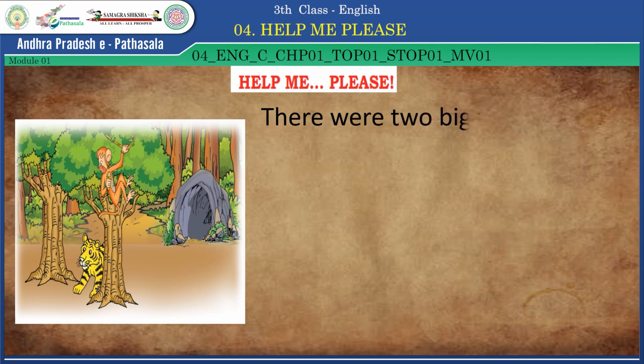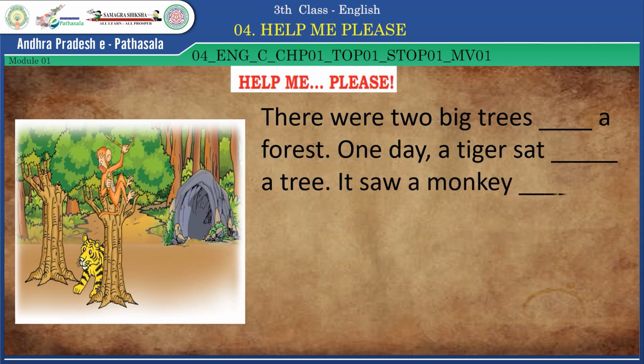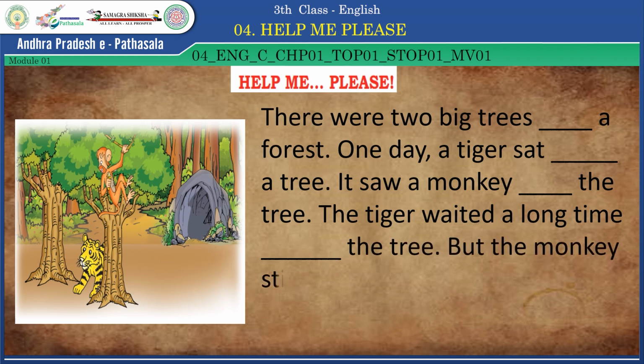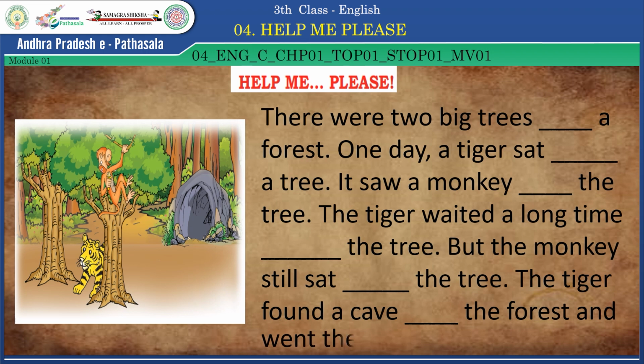There were two big trees dash a forest. One day a tiger sat dash a tree. It saw a monkey dash the tree. The tiger waited a long time dash the tree, but the monkey still sat dash the tree. The tiger found a cave dash the forest and went there. Children, do this activity in your notebook and submit to your teacher.